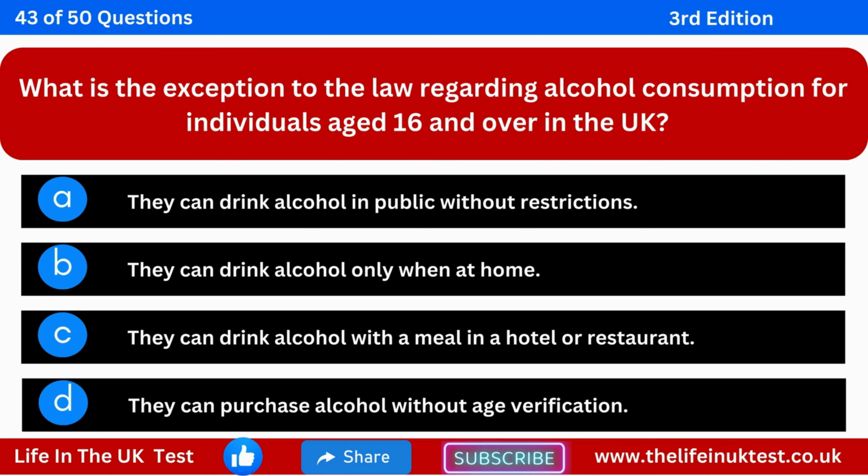What is the exception to the law regarding alcohol consumption for individuals aged 16 and over in the UK? Option A, they can drink alcohol in public without restrictions. Option B, they can drink alcohol only when at home. Option C, they can drink alcohol with a meal in a hotel or restaurant. Option D, they can purchase alcohol without age verification.